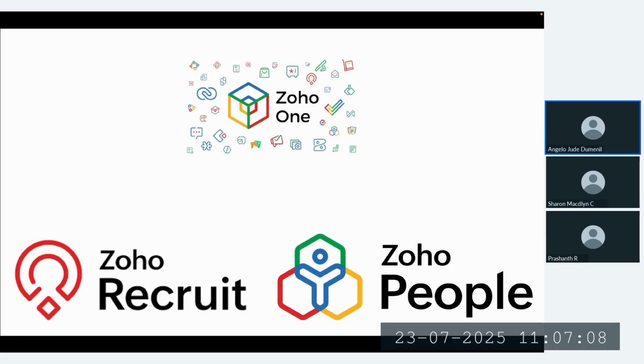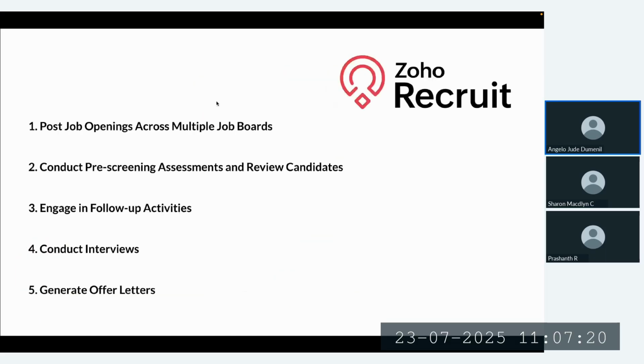And John was able to make use of Zoho Recruit and Zoho People to complete the hiring and employee management part of his organization. So let's talk about Zoho Recruit and Zoho People. Zoho Recruit is Zoho's ATS, which is an applicant tracking system, used to post job openings across multiple job boards. John used Zoho Recruit to conduct pre-screening assessments and review candidates right from the system.